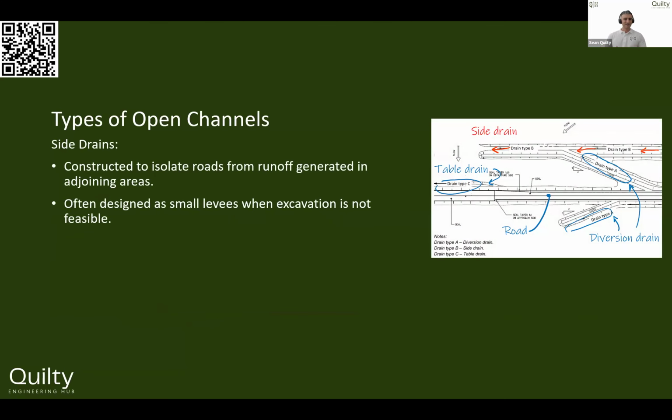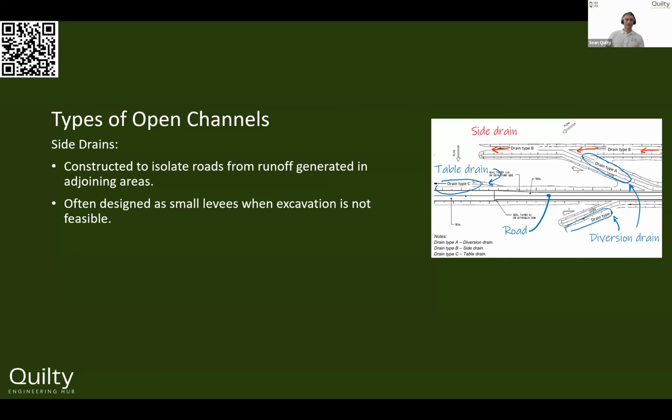And then we have side drains. So in this busy little diagram that I've got here, I'll give you a second for your eyes to adjust, but essentially we've got a road on the bottom, left to right in the picture. And then we would have table drains that would collect water off of the road and off of the adjacent batters if it's in cut.